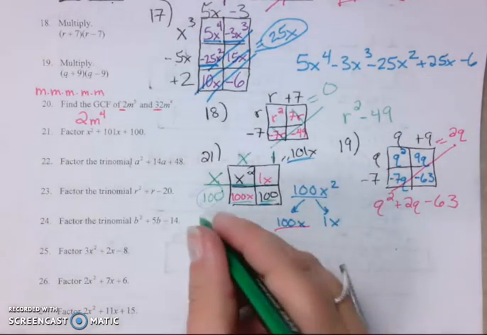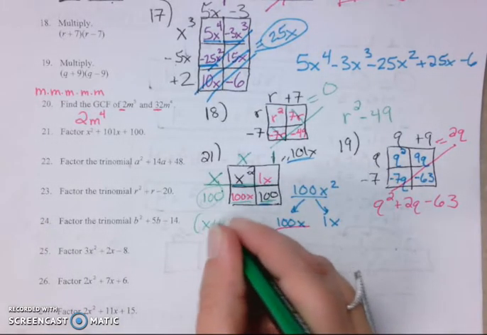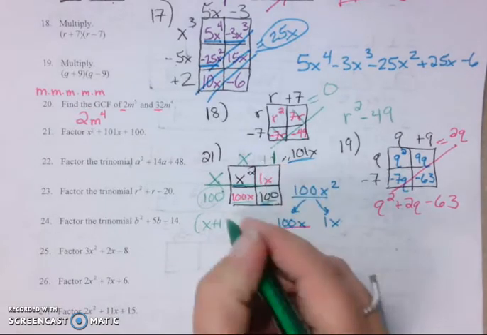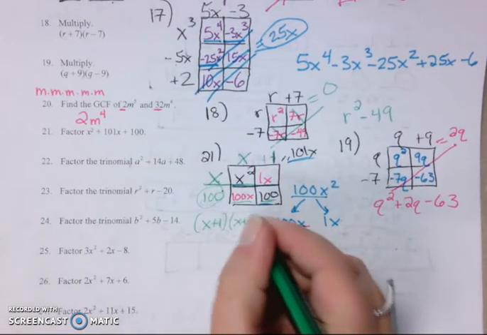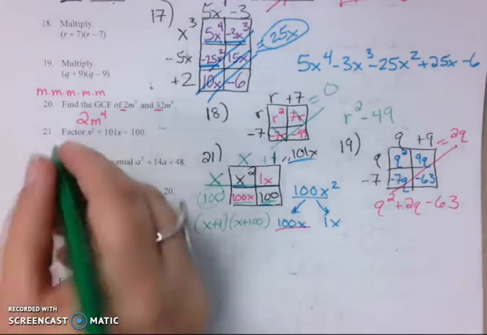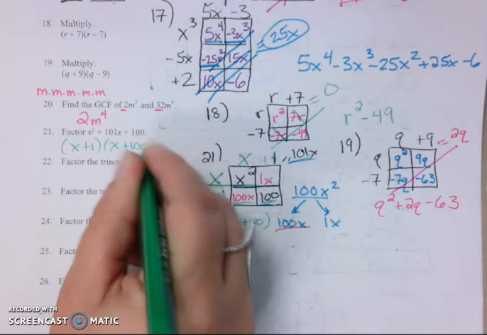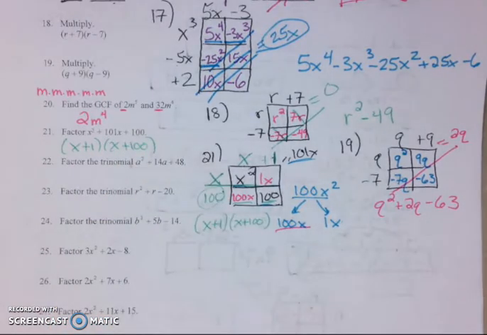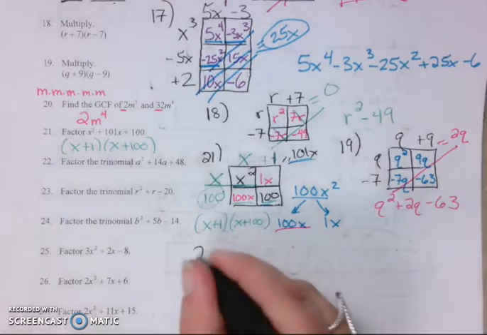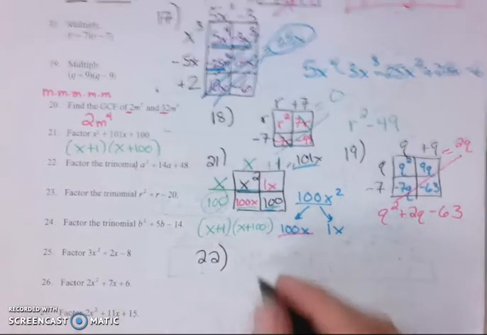Let me write this in our binomials. X plus 1, because that's a positive 1. And then parentheses, x plus 100. So I'll write that right here so we can keep track of which one goes to which. Answer. And that's how we're going to do all these problems. I make my box.